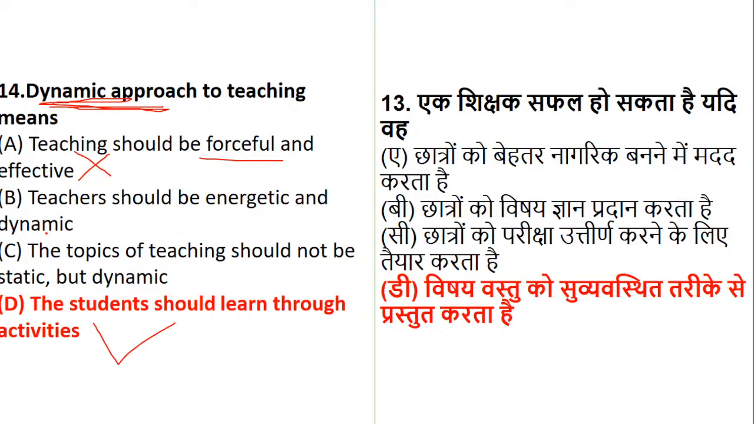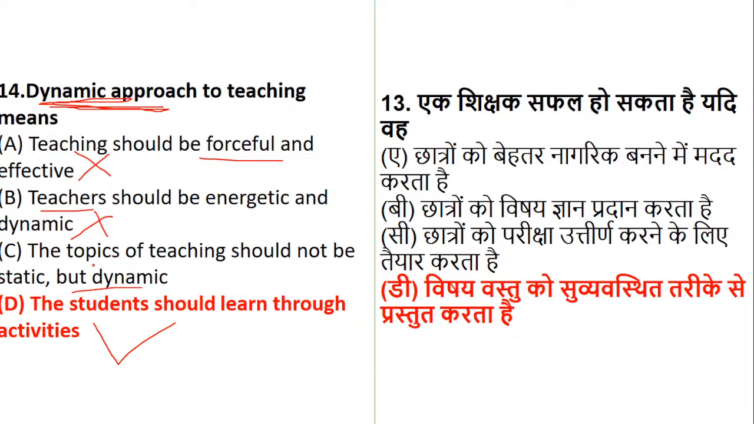Teachers should be energetic and dynamic. Very good. Yes, it's correct. But what if the teacher does not have the teaching concept clear? Then there is no importance of teachers' energy and dynamism. So this option also goes, because this is talking about teacher's personality. We are not seeing about teacher personality. Then the topic of teaching should not be static but dynamic. See, it's not true. There are so many topics in our curriculum, in our subjects, which are very dry. So we can't change the curriculum or syllabus.